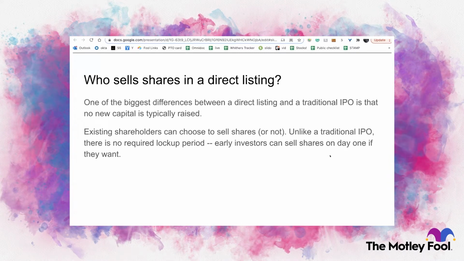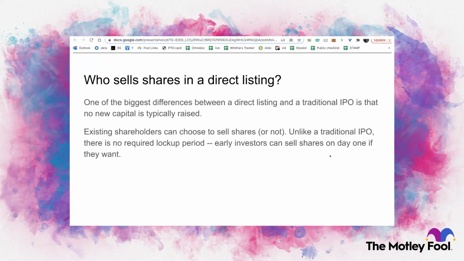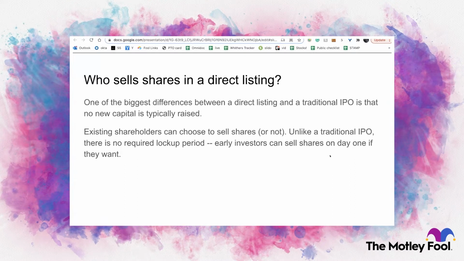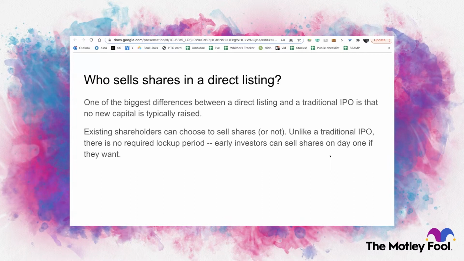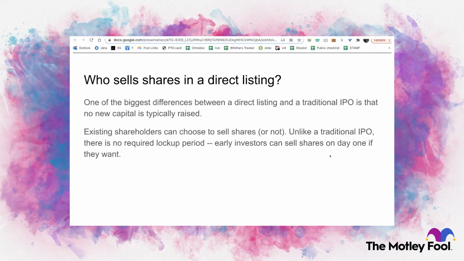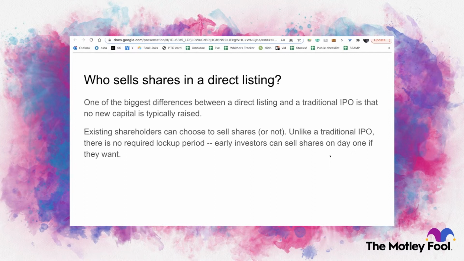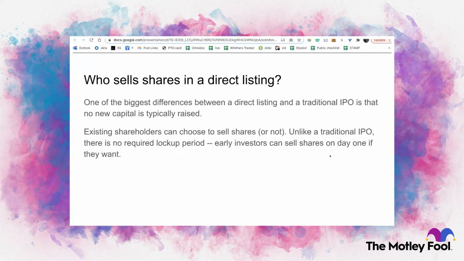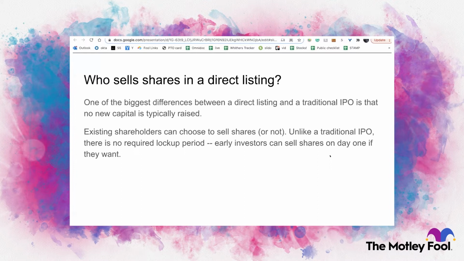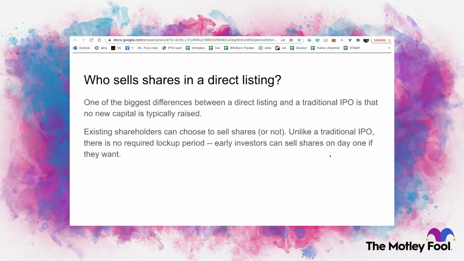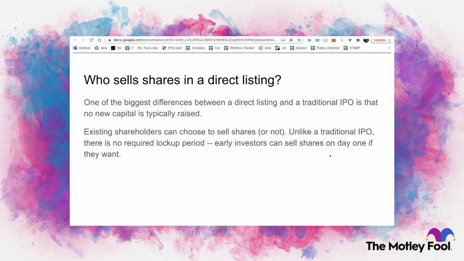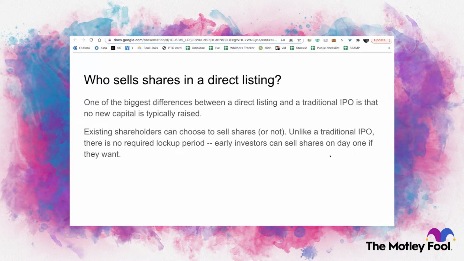So one big difference is that there is no required lockup period. Normally when a company goes public, there's a lockup period, which is a period of time in which existing shareholders are not allowed to sell their shares. It usually expires a month or two later. Like Airbnb insiders couldn't sell shares on day one of that IPO. It just wasn't allowed. That's called a lockup. So in a direct listing, existing shareholders, early investors, the company's founders, the VC firms that backed it, can choose to sell some of their stock or not on day one.